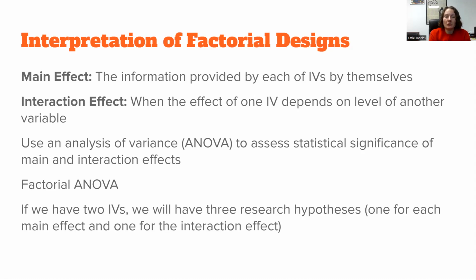So if we have two independent variables and we're doing a factorial ANOVA, we'll actually have three research hypotheses, one for each of the main effects and one for the interaction effect.